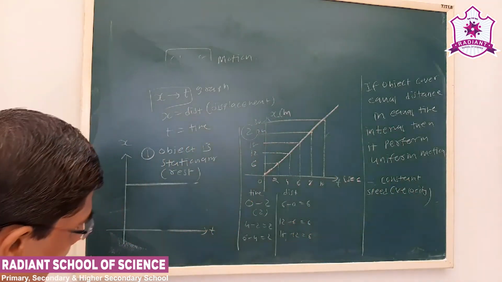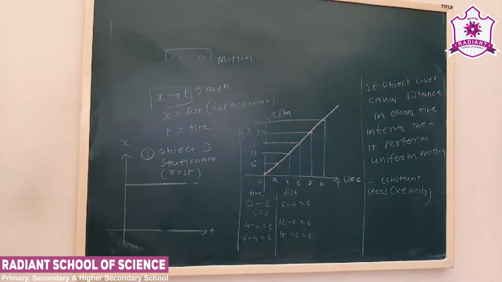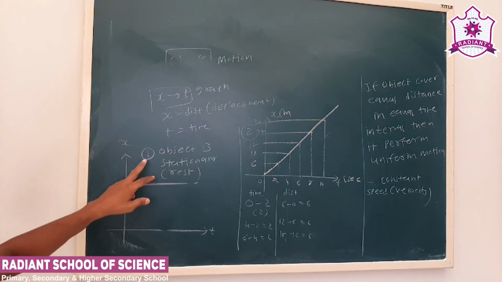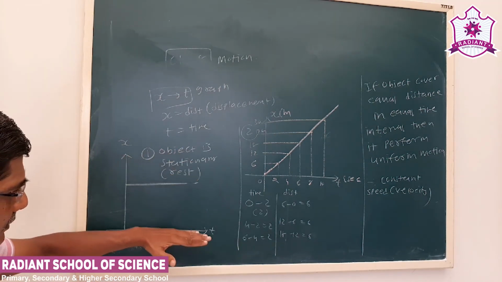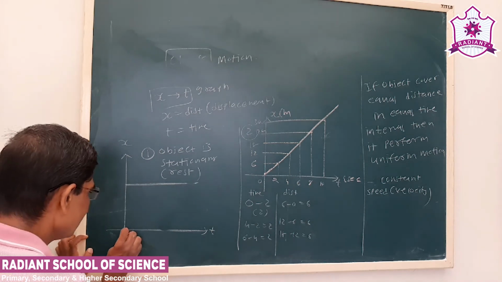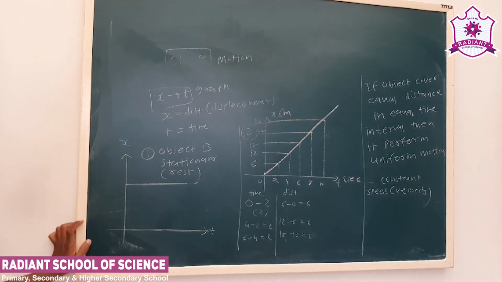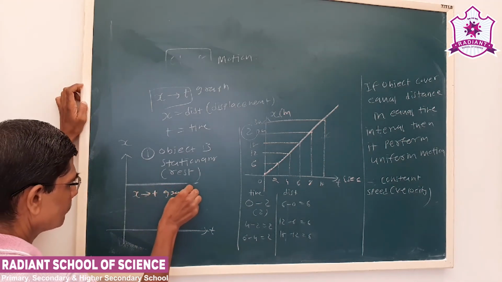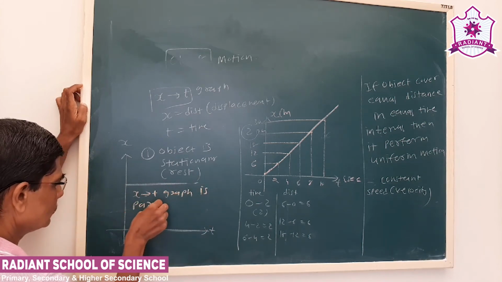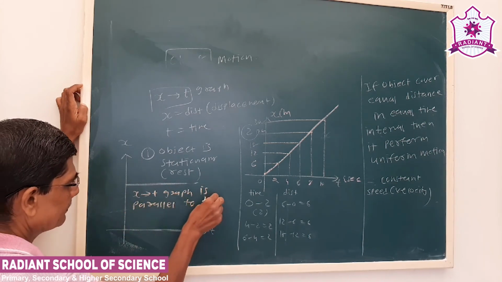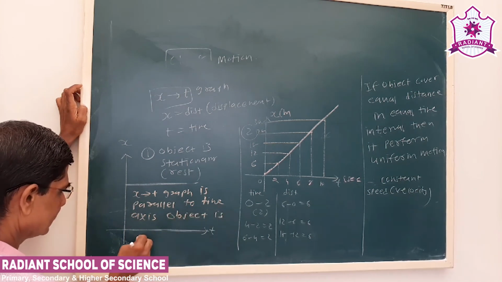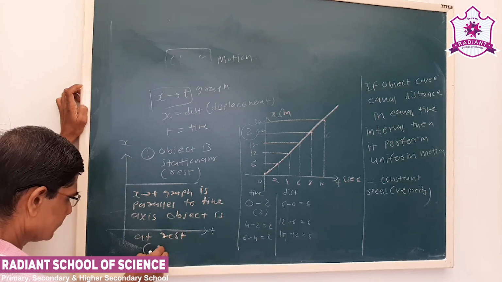Now see, a very interesting thing about such type of graph. In the x versus t graph, first the object is at rest. What we have seen here is that the time changes but the position does not change. So if the x versus t graph is parallel to the time axis, the object is at rest or stationary.